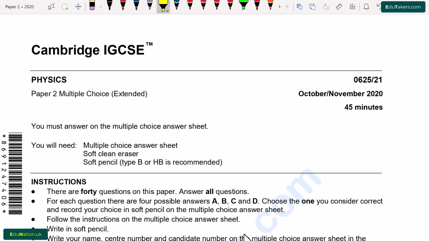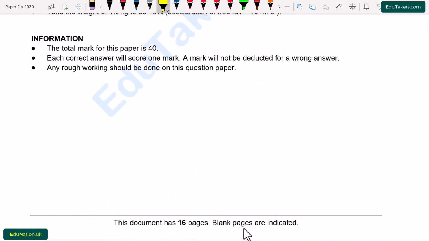Today we are going to solve Cambridge IGCSE Physics Paper 2 Multiple Choice Extended held on October-November 2020, and the paper code is 0625 with variant 21. So let's start from question number 1.